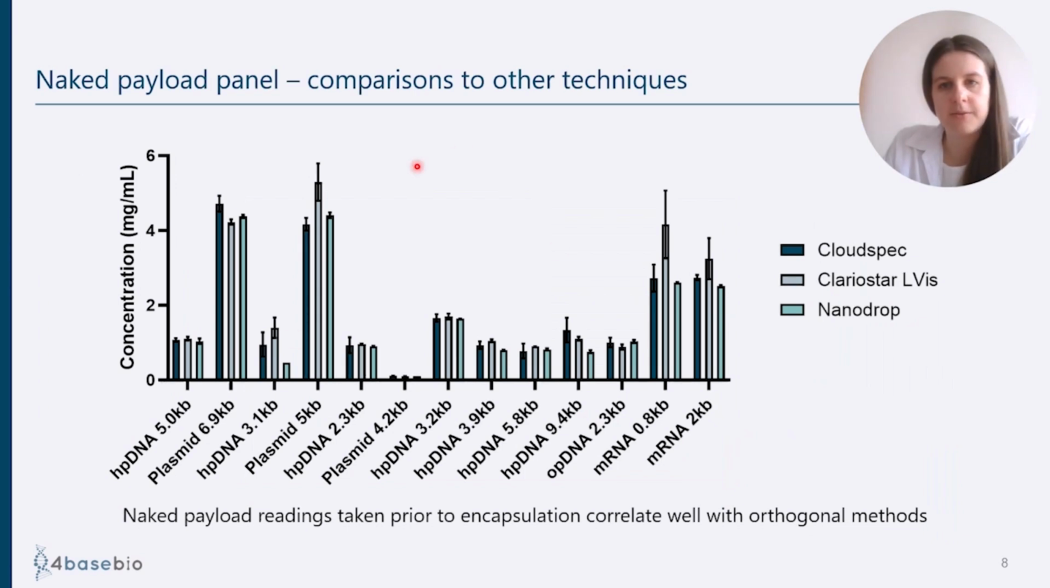So, of course, the first thing we wanted to know was whether the CloudSpec could measure naked payload concentration compared to some very standard methods, so NanoDrop or the Clariostar or Ellis plate. So we screened various different nucleic acids from our synthetic DNA, plasmid DNA, or mRNA, and you can see that the CloudSpec gives very similar naked payload readings compared to each of those, and it's very accurate and reliable.